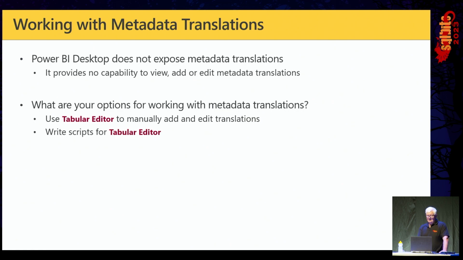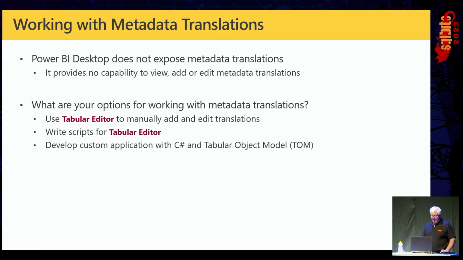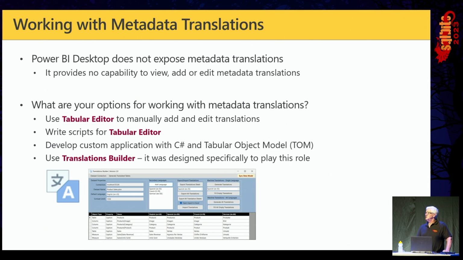So Tabular Editor works. Tabular Editor also allows you to write scripts, which makes things a lot easier as far as you can automate. You could also use the same API that Tabular Editor uses, which is the Tabular Object Model, what we call TOM, or you can use Translations Builder. And I basically have 2 versions of Translations Builder. The one that I built and published in 2021 in the summer, my idea behind it was, let's build something for developers to show them what they can do and they can make their users happy. But I really didn't see much traction in the developer space.